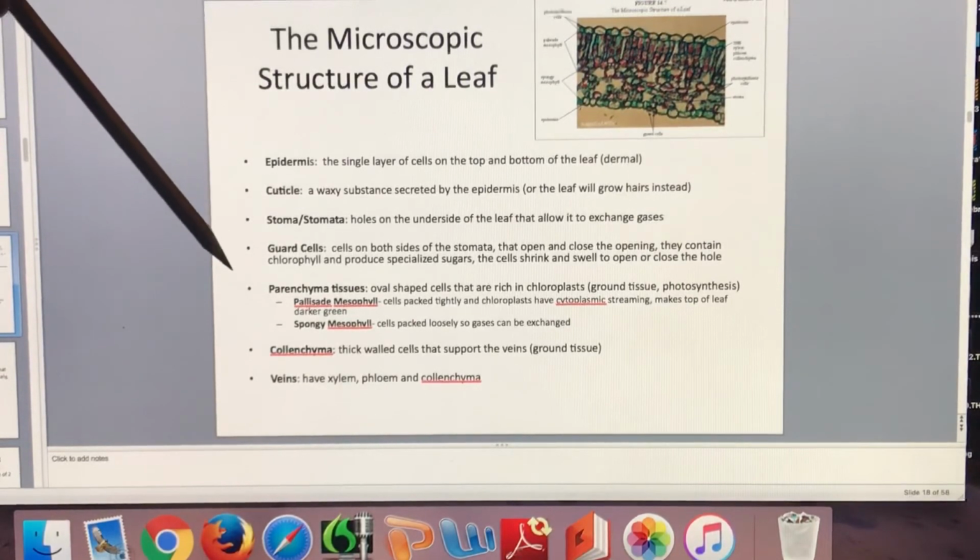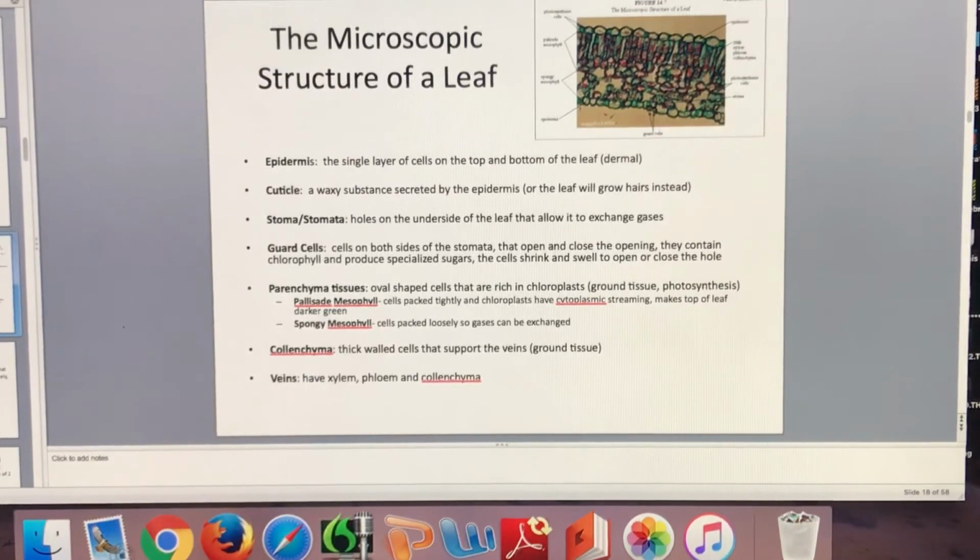And then we have parenchyma tissue, which is really interesting because it's more of an ovaline shaped cell, and they're rich in chloroplasts. They're considered ground tissue. And because of all the chlorophyll and the chloroplasts that's included in the parenchymal tissue, they're responsible for a lot of photosynthesis. So the layers of parenchyma tissue here are considered both this palisade mesophyll.